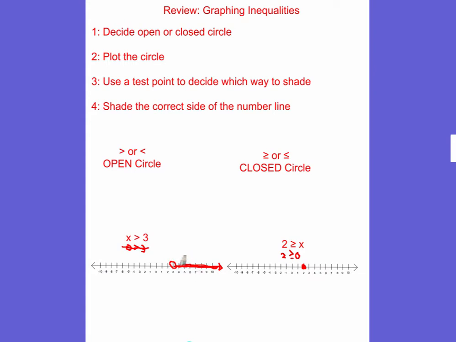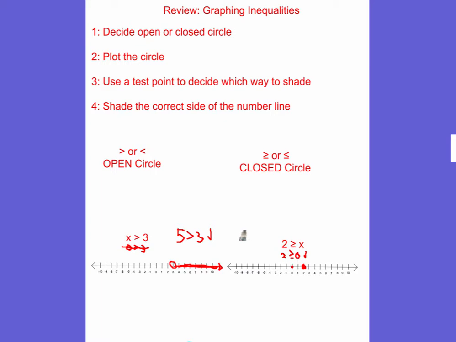If I picked another one, say I picked 5, I go, okay, 5 is greater than 3. Well, that's true, that works. Okay, so I want 5 to be in my solution, so there we go, I know I shaded in the right direction. If I try that over here, okay, I plugged in 0. 2 is greater than or equal to 0. Well, is that true? Yeah, 2 is bigger than 0. Okay, it has to be one or the other, bigger or equal. In this case, 2 is bigger than 0. So I do want 0 to be in my solution.